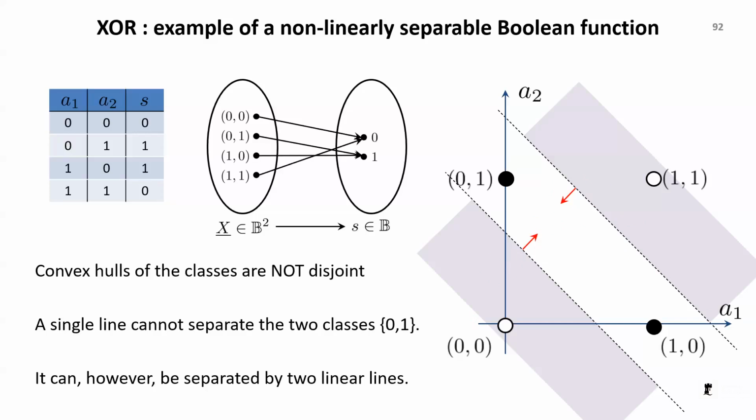How can we design a neural network? We know now we cannot have a single neuron. It must be more than one. But how can we design a neural network so that this is the discrimination line?